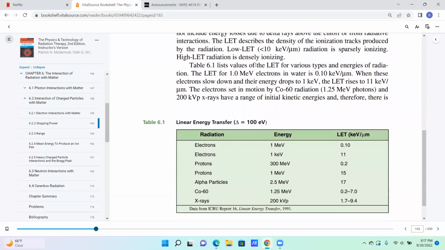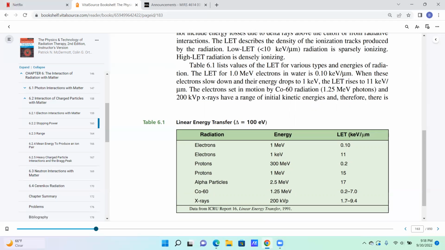This table lists the values of LET for various types of radiation and energies. The LET for 1 MeV electrons is 0.10 keV per micrometer. When the electrons slow down and the energy drops to 1 keV, oh, these are for electrons, I'm sorry. I was pointing down here, I should have been up here. Then the linear energy transfer rises to 11 keV per micrometer.